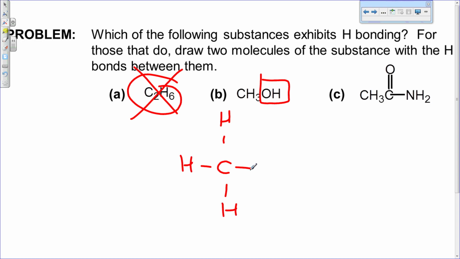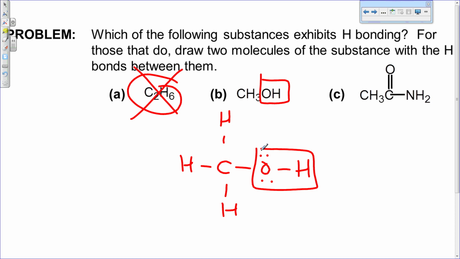Then it's going to be bonded to an O, which is bonded to an H. And when you're done, that's what the Lewis structure looks like. This is going to create hydrogen bonding, which is going to have stronger intermolecular forces, which will be a higher boiling point, higher melting point, higher freezing point.